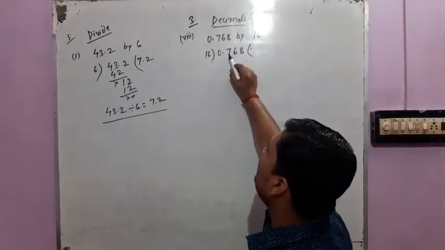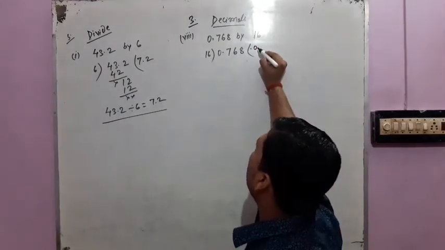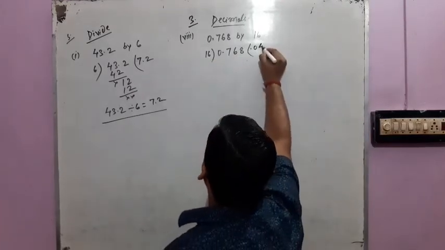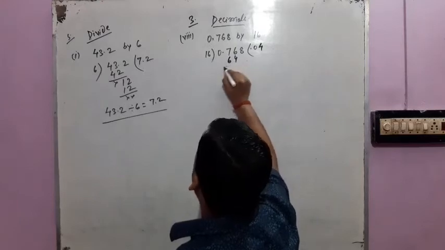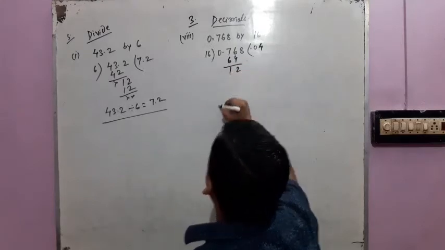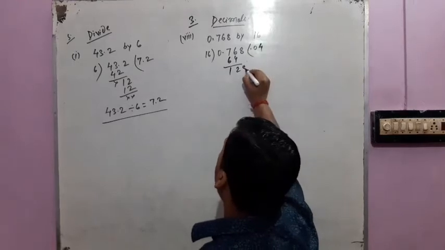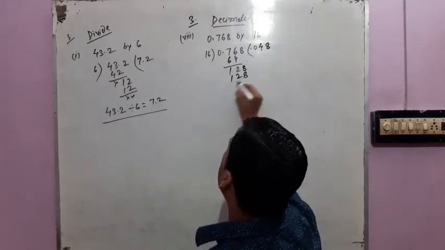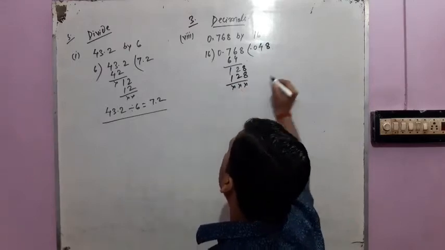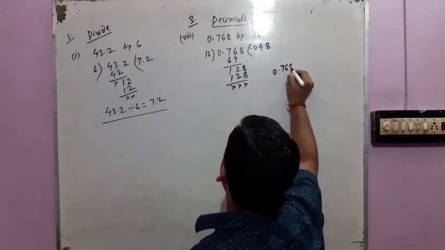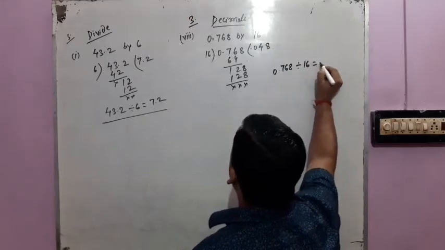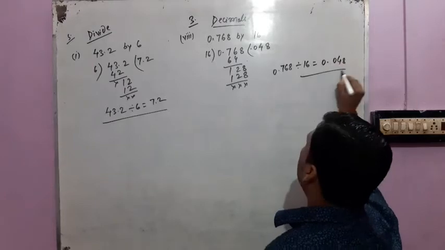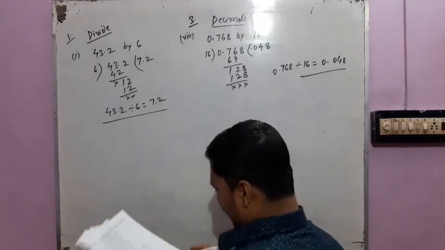So we have to take two digits at a time. For that we have to place a 0 here. Now 76 is divisible by 16. So 16 4s are 64. Now what remains here? 12. What do we take from here? 8. Now 16 8s are 128. So when 0.768 is divided by 16, the result will be 0.048. Very simple.